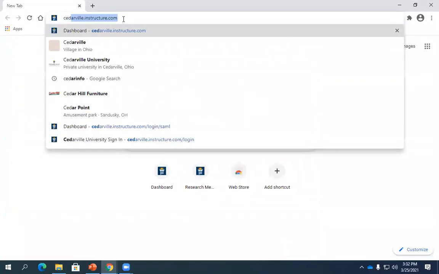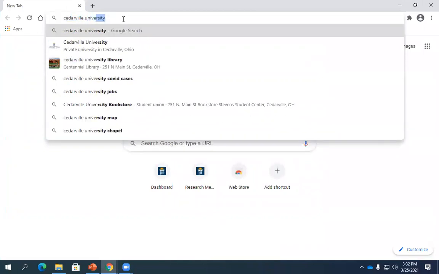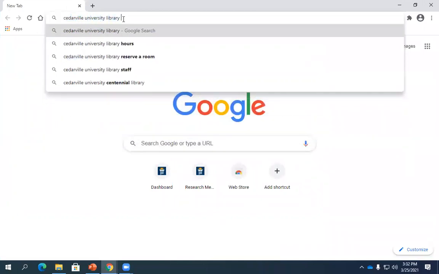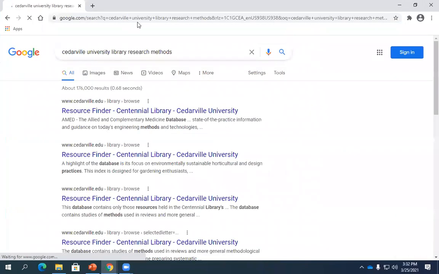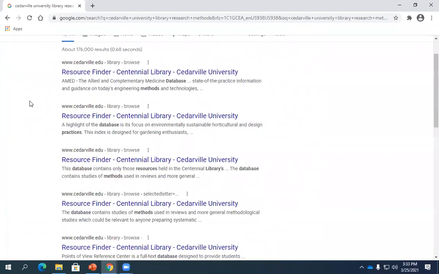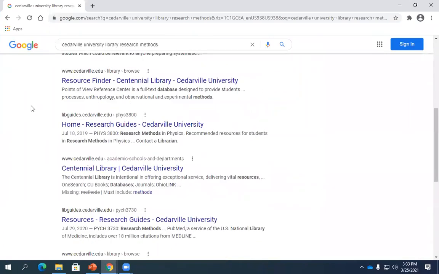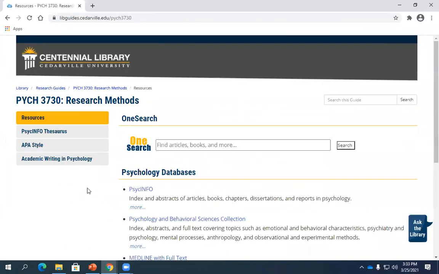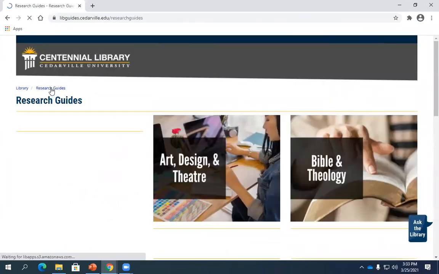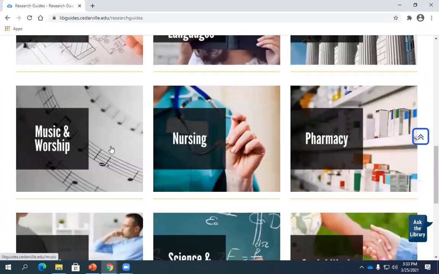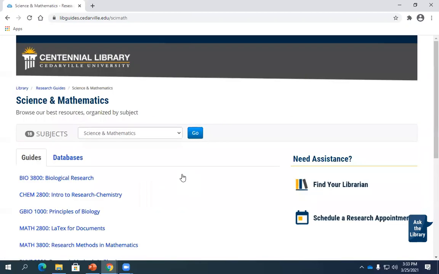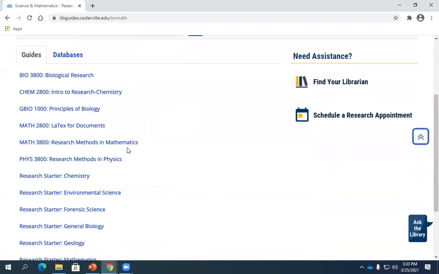If you just search for Cedarville University Library, I think research methods should come up. Okay, so hang on a second. Oh, research guides. That's not the one I wanted. Research guides. I think they actually have one specifically for science and mathematics. And if you go in here, there's actually a link to research methods. Do you see this? Yeah.